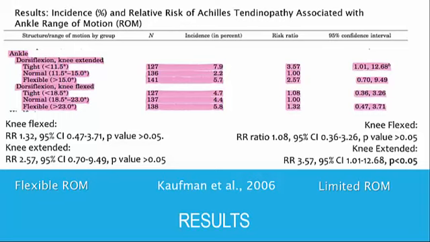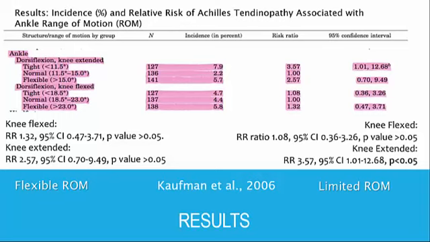With the knee extended, the risk ratio was 2.57 with a 95% confidence interval of 0.70 to 9.49 and the p-value of greater than 0.05. With the knee flexed, the risk ratio was 1.32 with a 95% confidence interval of 0.47 to 3.71 with a p-value of greater than 0.05. Having a limited ankle range of motion in the knee flexed position is also not statistically significant for an increased risk of developing Achilles tendinopathy, with the risk ratio being 1.08 with a 95% confidence interval of 0.36 to 3.26 and a p-value of greater than 0.05.